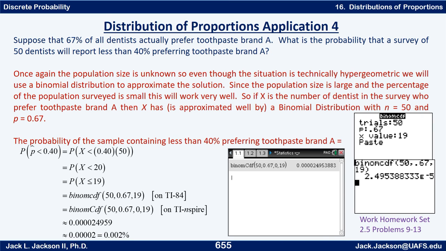Similarly, on the Nspire, you can use a binomial CDF. You still enter the 50, you still enter the 0.67. I think it even comes up with a window as well, similar to this, where you enter the trials, the probability of success, and the X value. But instead of a single X value, you enter two X values, a lower and upper, in this case 0 to 19, and all the ones in between are included for the X's. Then you find their corresponding probabilities and add them up, which is what this does. And we get the same number there that we got on the TI-84.